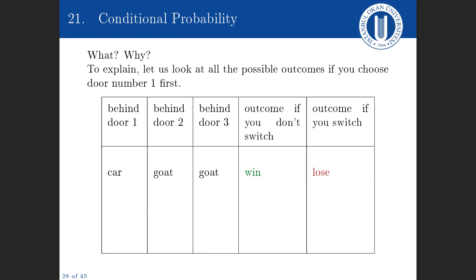What's the next possibility? The next possibility is that the car is behind door number 2. So again, first you choose door number 1. Then the host opens door number 3 and he shows you that there's a goat behind door number 3. Then you have the choice. You can stay with door number 1, or you can change your mind and have door number 2 instead. If you stay with door number 1, then you lose. If you change your mind and you have door number 2 instead, then you win.